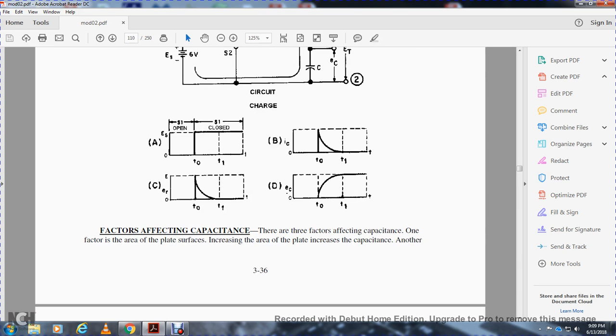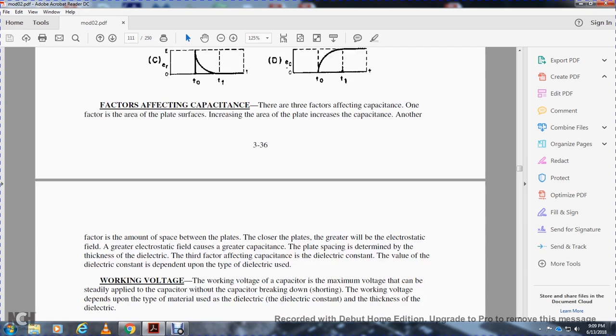Factors affecting capacitance. There are 3 factors affecting capacitance. The first is the area of the plate surface: increasing the area of the plate increases capacitance. Another factor is the space between the plates. The closer the plates, the greater the electrostatic field. The greater the electrostatic field, the greater the capacitance. The plate spacing is determined by the thickness of the dielectric. The third factor affecting capacitance is the dielectric constant.